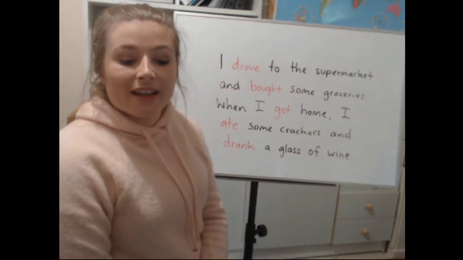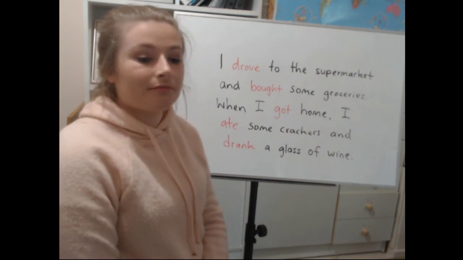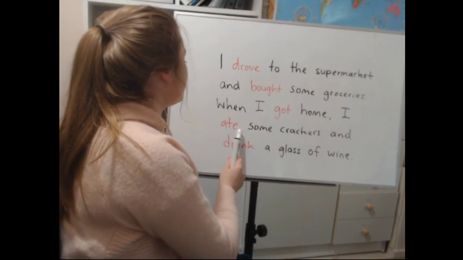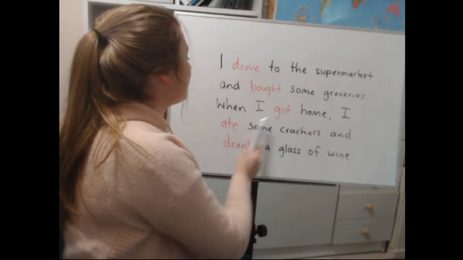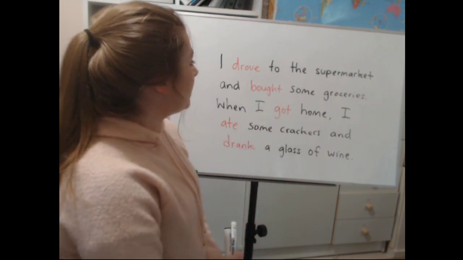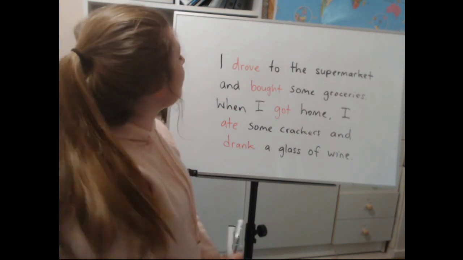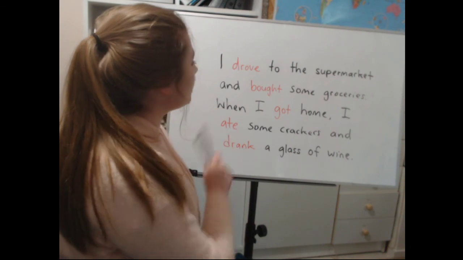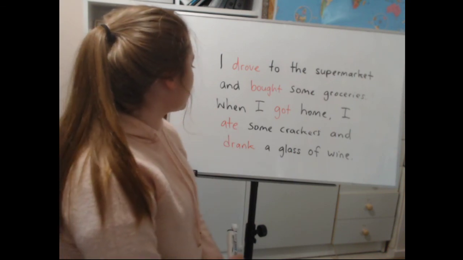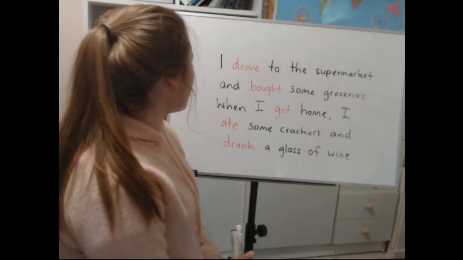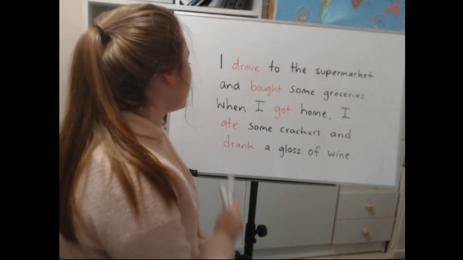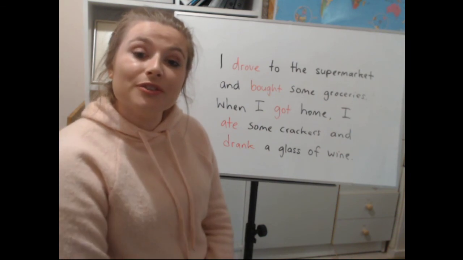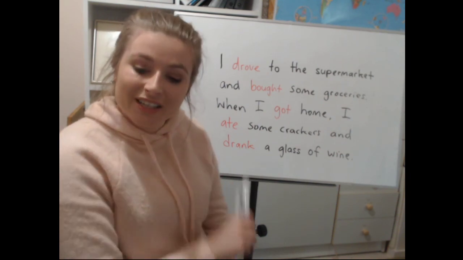Okay, so here's my answer. And you can see all of the examples of irregular verbs in the past tense. So yesterday I drove to the supermarket and bought some groceries. When I got home, I ate some crackers and drank a glass of wine. What did you do yesterday? I'd love to hear what you got up to yesterday.